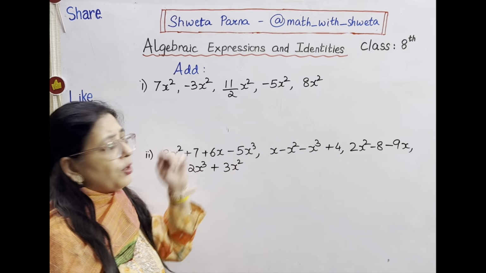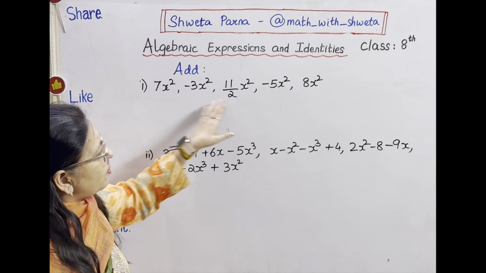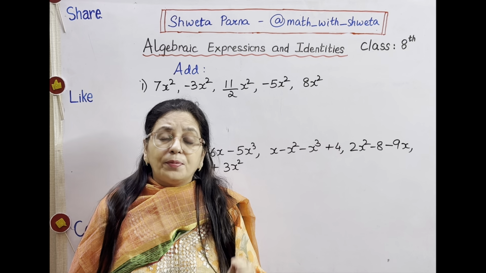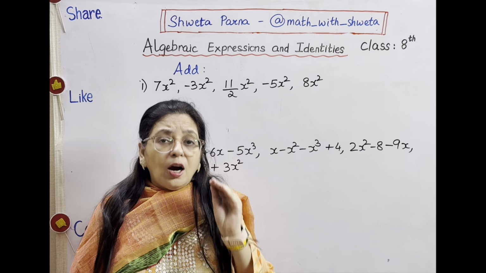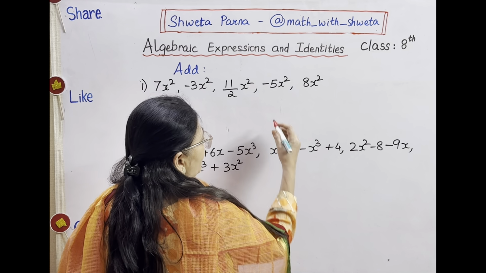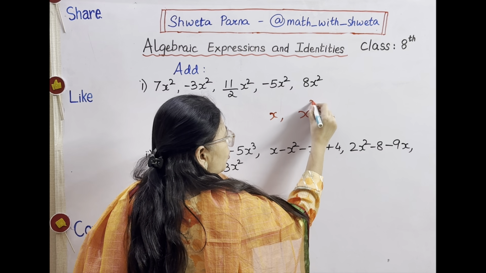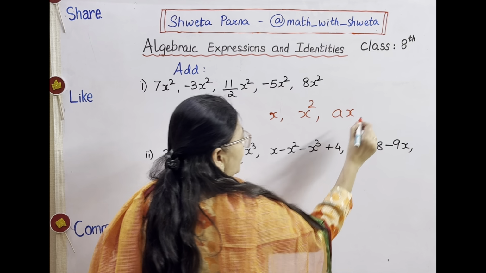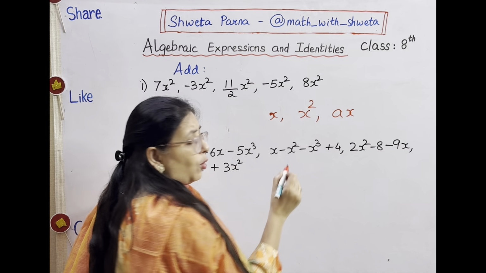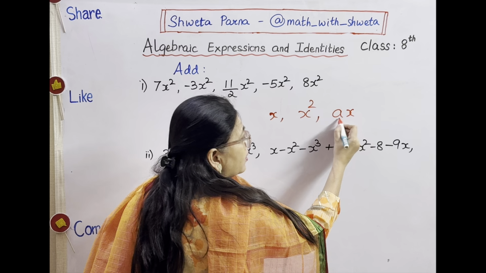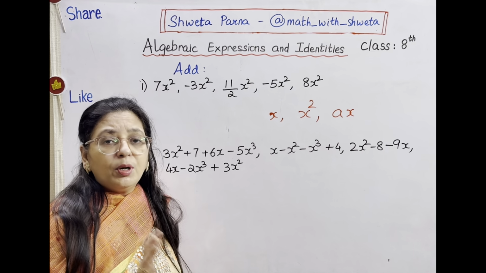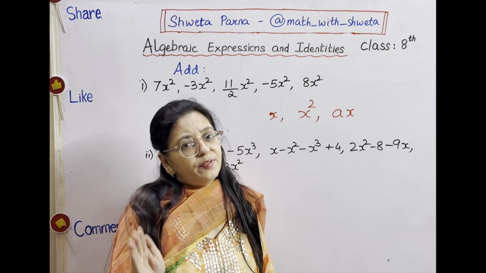Let's revise addition of algebraic terms. Now the terms are given to you. Always remember, children, in algebra you can add or subtract only if they are like terms. How do you check the like terms? You check based on their variables. Say for example, if x, x square and ax are given to you, none of them are like. x is a different variable, x square has got power 2, they are not like. And here there are 2 variables a and x, so they are not like. So these are unlike terms. You can add or subtract only if they are like.